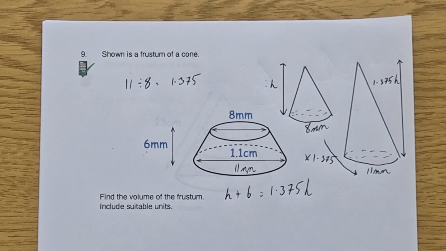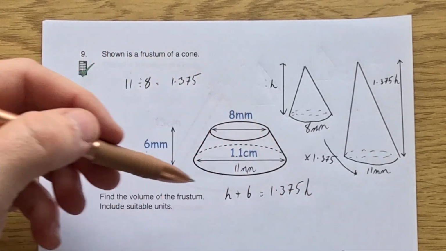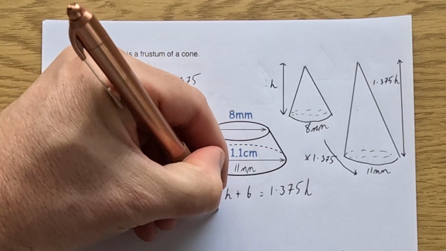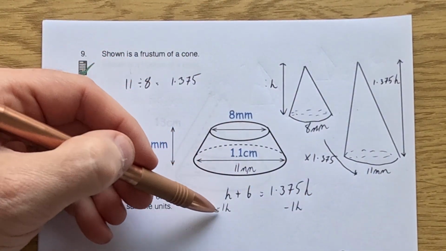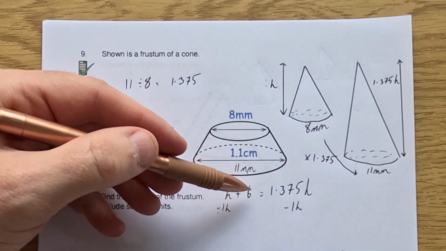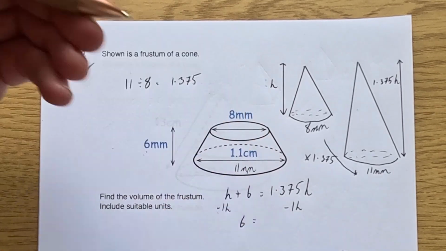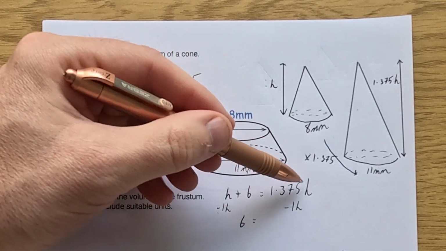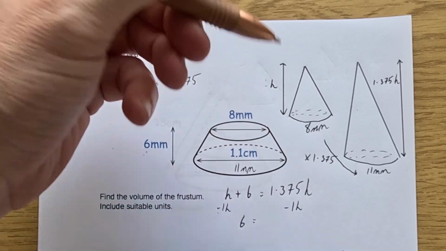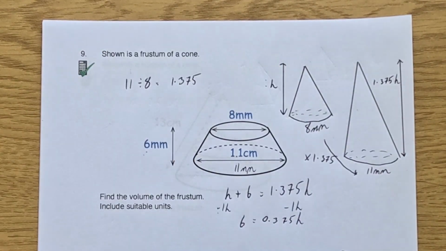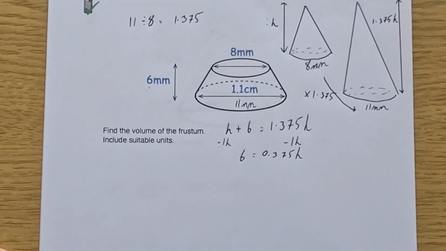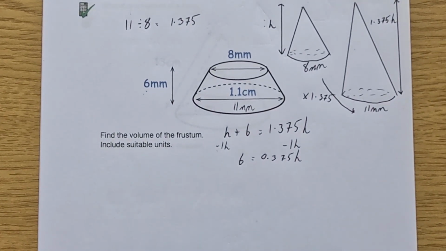So let's do that. What I'm going to do is take h away from both sides, or 1h away from both sides, so minus 1h and minus 1h. On the left hand side, we're taking away h to get rid of the h, we'd just be left with 6. And on the right hand side, we had 1.375h, we're taking away 1h, so we're left with 0.375h. This is fantastic.